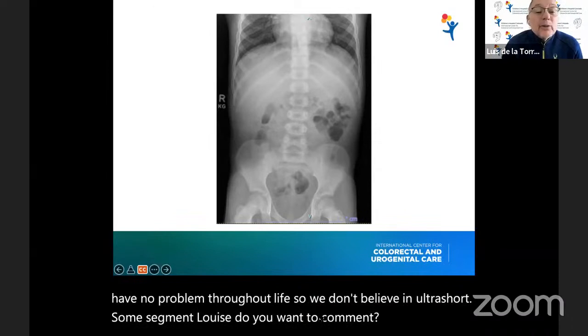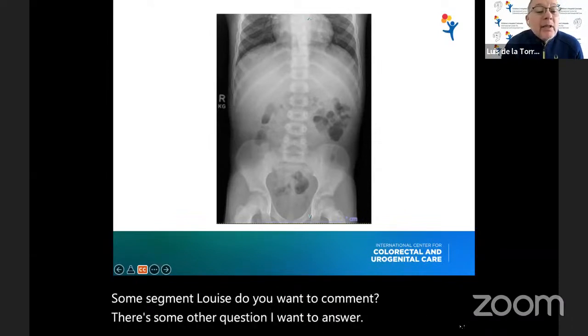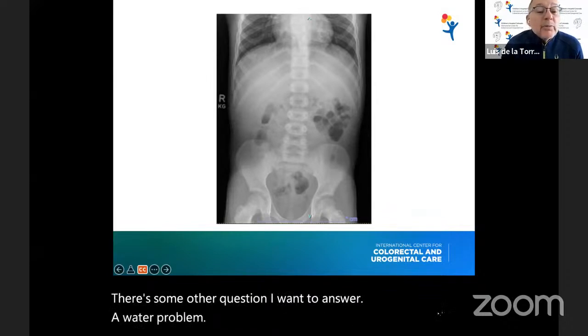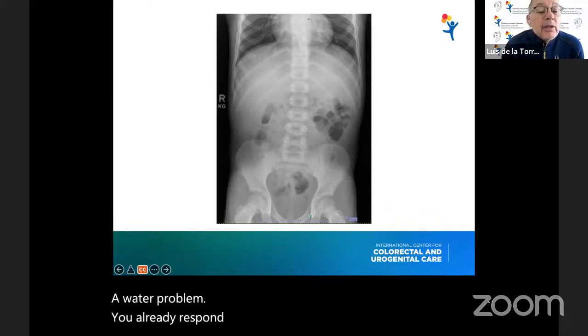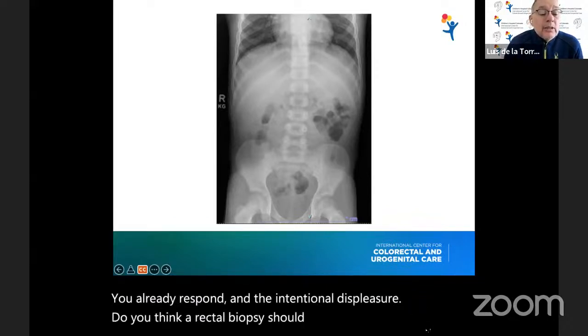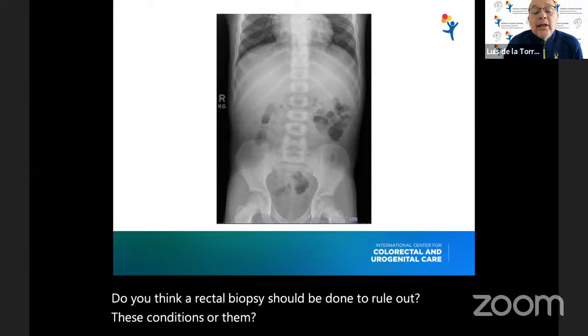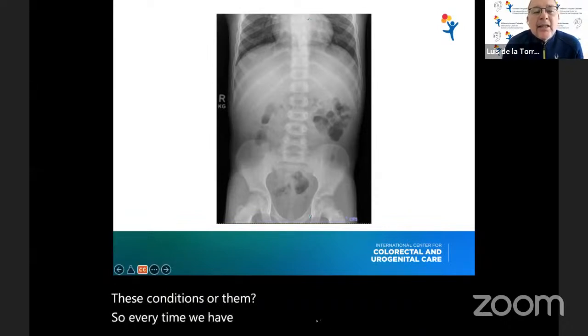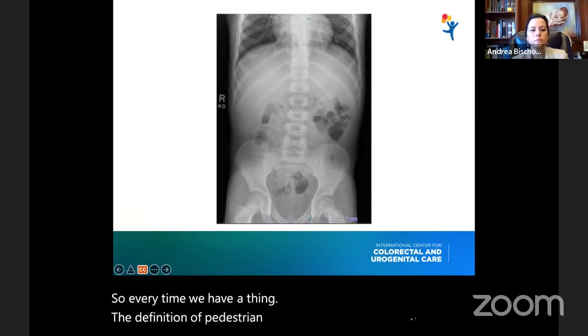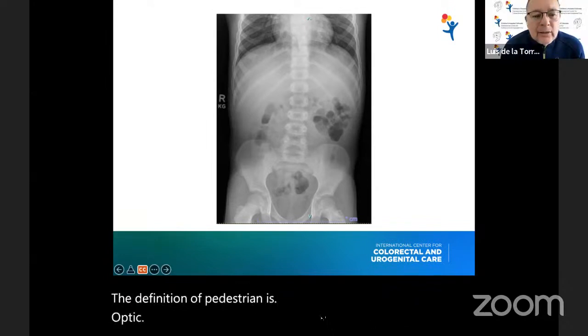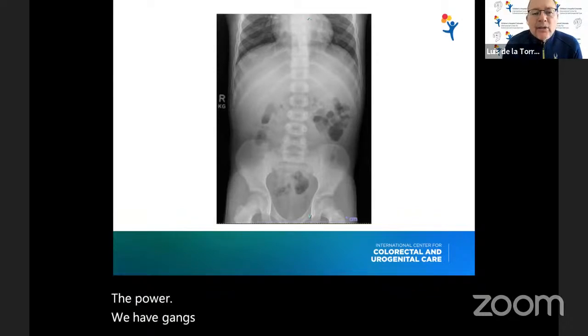Yes, there is another question and I want to answer. What about the ultra short that you already responded to and intestinal neuronal dysplasia? Do you think a rectal biopsy should be done to rule out these conditions? Yeah, so every time we have a patient, the definition of Hirschsprung is absent, lack of ganglion cells in the bowel. If we have ganglion cells, we cannot say this is a Hirschsprung patient.